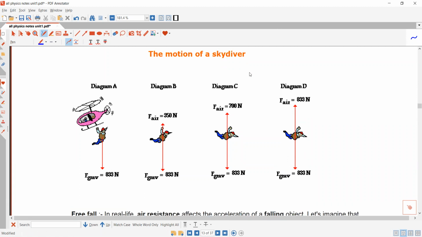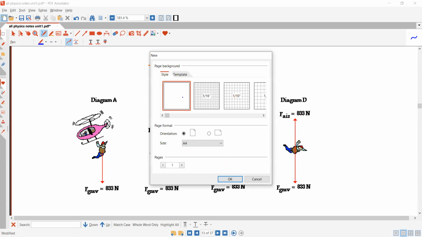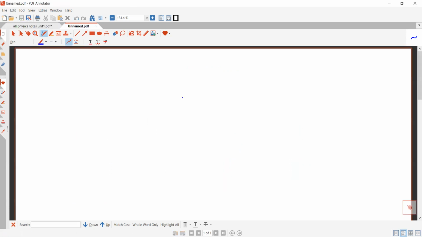Okay. The motion of a skydiver. Now let me explain this properly and in detail. O level you guys did, but I think in O level I did not do much detail, maybe 60 to 70%. Still 20% information was remaining. Focus. Okay?